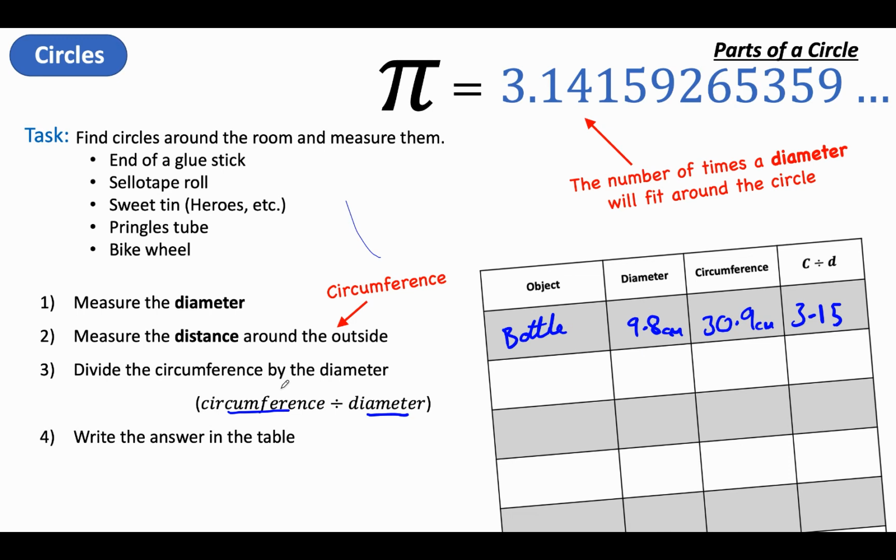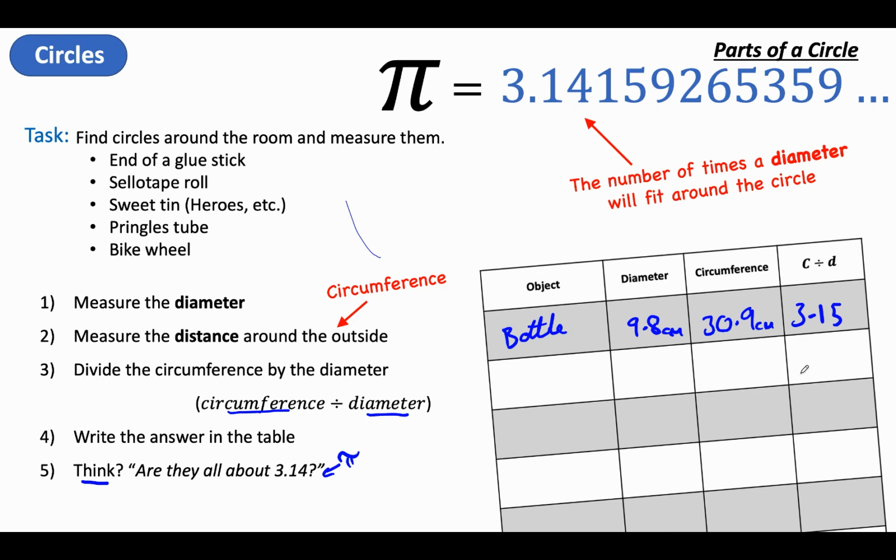Yeah, okay, so you can do that for each object that you can find, as many as you can do. Then I want you to have a little think. Are they all about 3.14? So are they all roughly the same as pi? Well, 3.15 is pretty close, actually, to 3.14, isn't it? So that's what I want you to do. I want to see if they are the same.